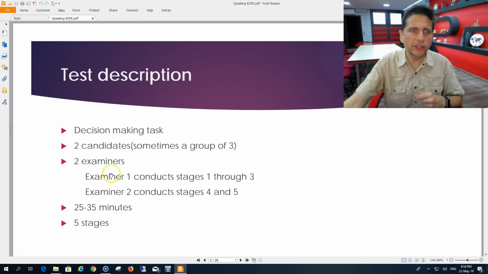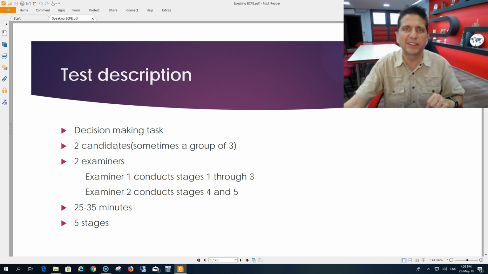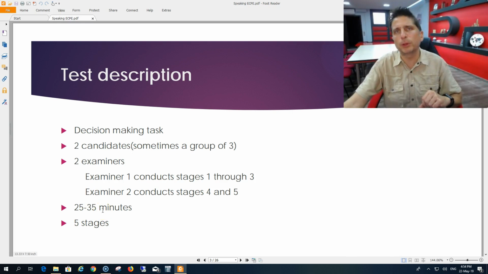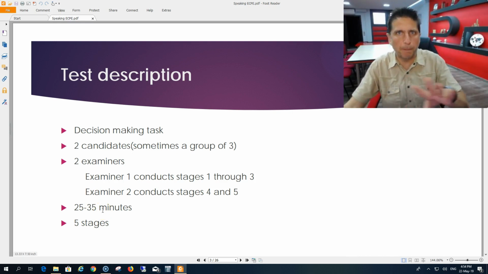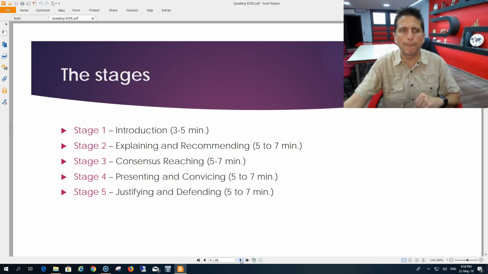There are two examiners. Examiner 1 conducts the informal part, stages 1, 2 and 3, and examiner 2 conducts stages 4 and 5, the formal part. The duration of the whole exam is between 25 and 35 minutes. It's a pretty long exam with many stages. You need to be well prepared for that. There are 5 stages as I just mentioned.